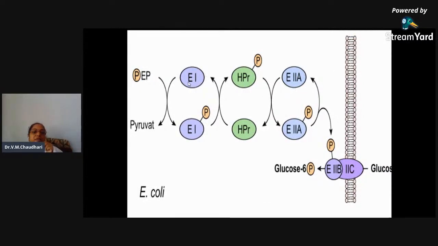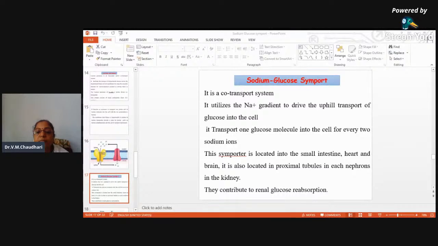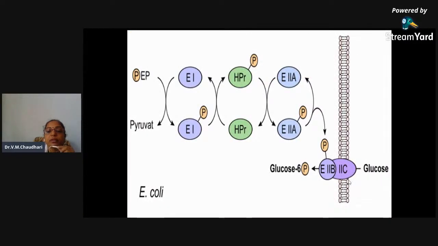All these, enzyme first, enzyme second A, HPR, are present in the cell cytoplasm. Enzyme second B is present in the cell membrane. This is the cell membrane. And glucose is present outside the cell, this is outside. So this enzyme second A donates this phosphate group to enzyme second B, which is attached to the enzyme second C in the cell membrane.